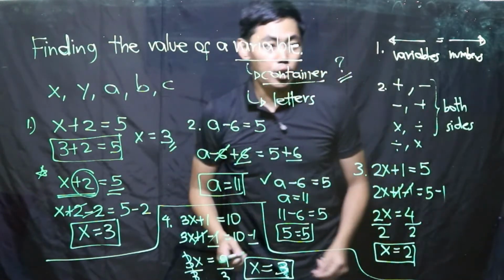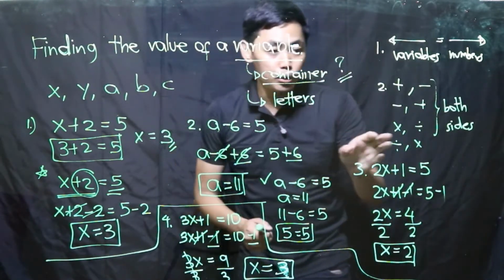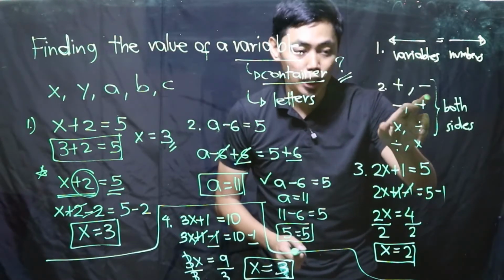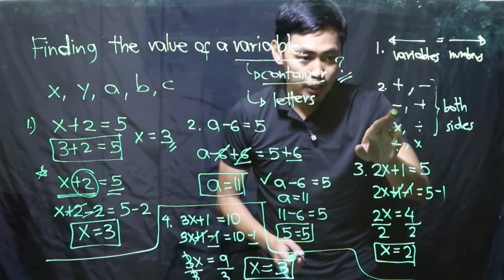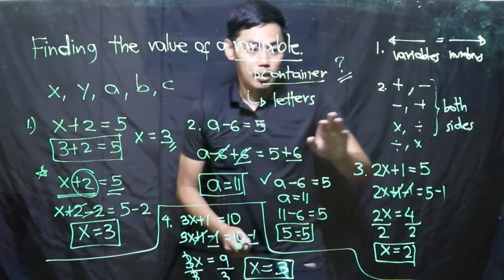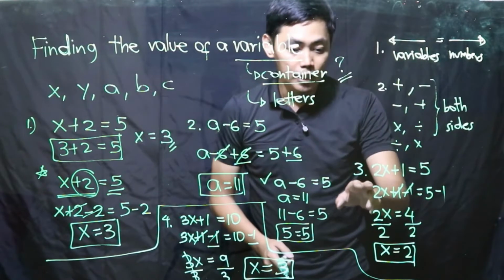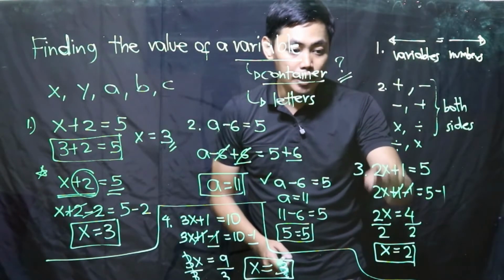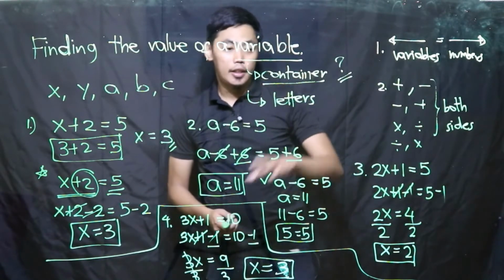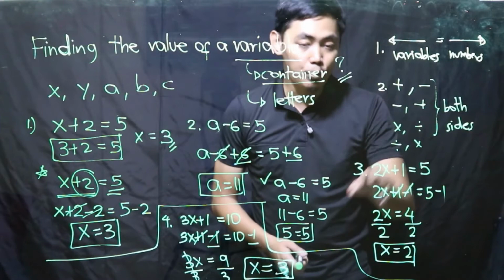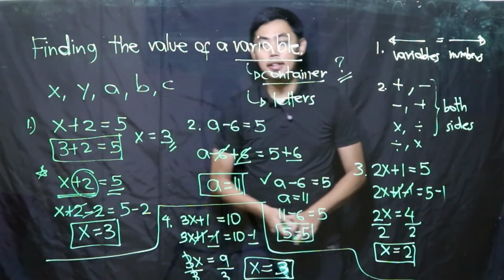Numbers. Okay? So, if something is added to our variable, we need to subtract to remove it. If it is subtracted from our variable, we will need to add. If it is multiplied like this, 2x, then we will need to divide. And if our variable is divided by a number, then we will need to multiply.